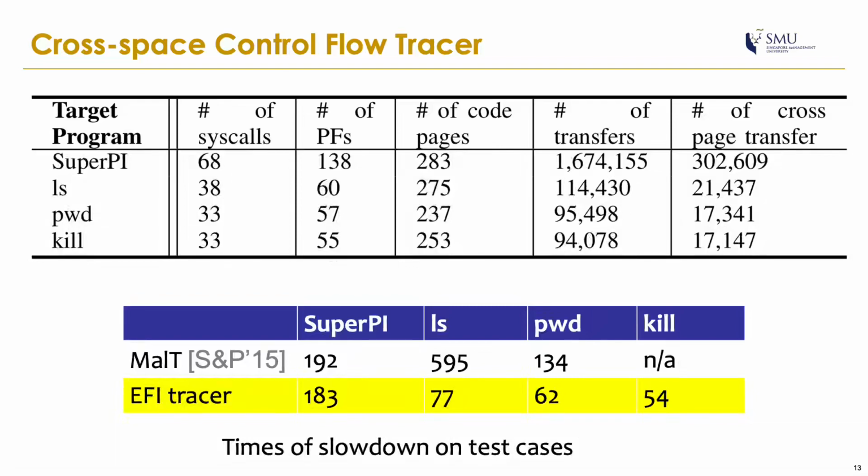We apply this tracer tool on 4 different target programs across their user and kernel space execution, and record their total number of system call events, page fault exceptions, and basic block control transfers. We also compare the performance of the EFI tracer with MODE, which relies on hardware to trap the target into SMM mode on every basic block transfer. The EFI tracer incurs less slowdown than MODE on all of the test cases.